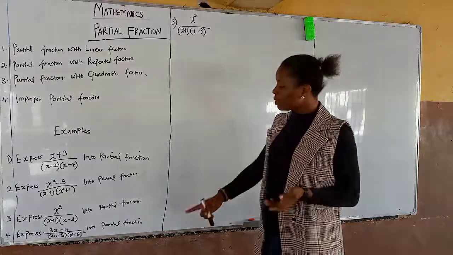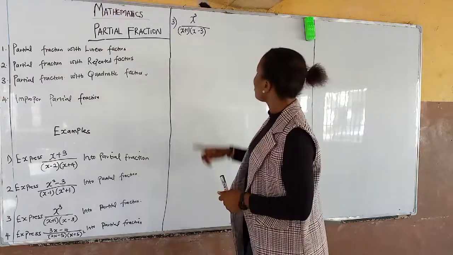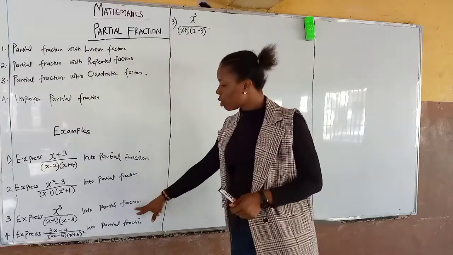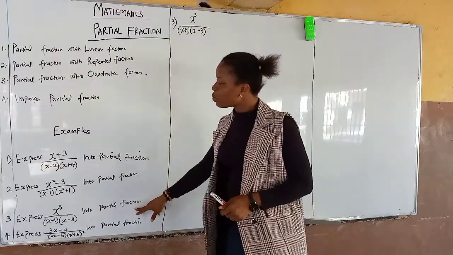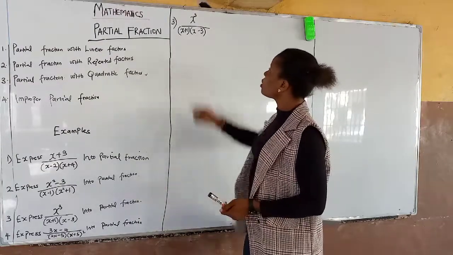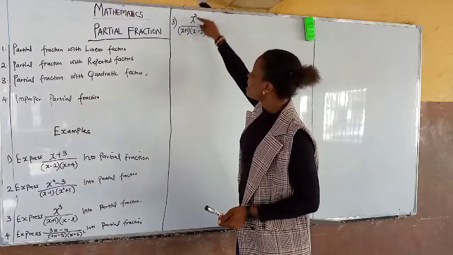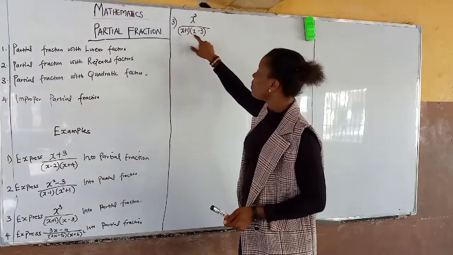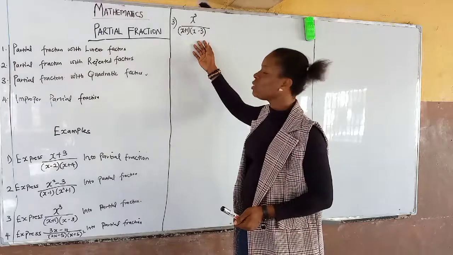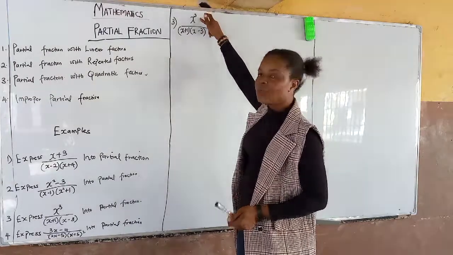So we are going to solve number 3. Let's see this. They say we should express this into what? Partial fraction. And this is what? Improper partial fraction, because the power of the numerator is greater than that of the denominator. If you multiply this out, you have a quadratic equation, while here is a polynomial.